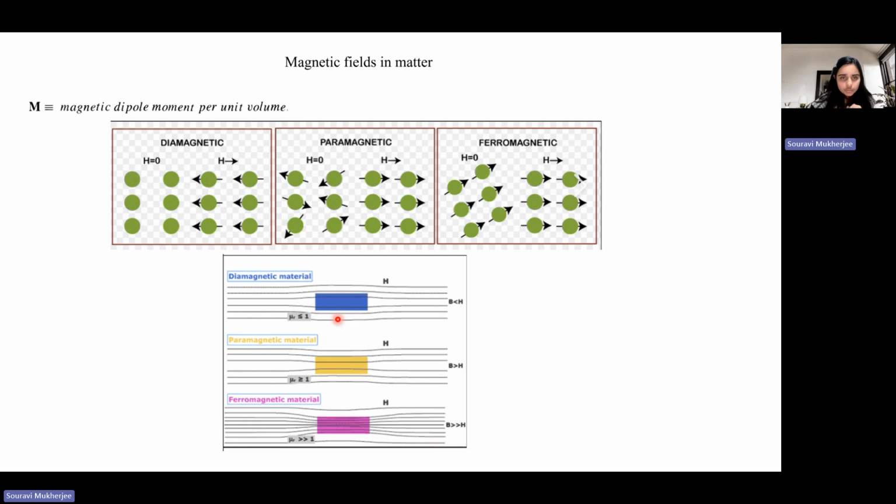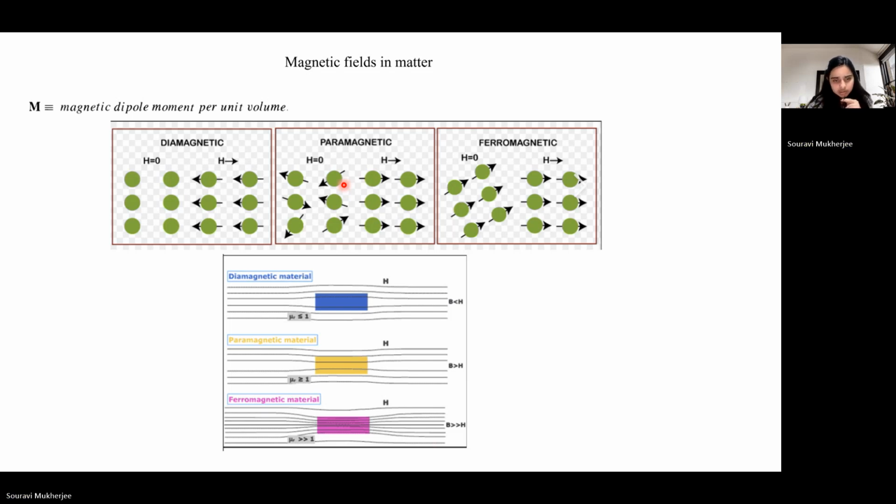While for a paramagnetic case, if there is no external magnetic field, then the moments are randomly oriented, and the net moment goes to zero. But once you apply an external magnetic field, the small loops inside your material align in the direction of the applied field. So in a paramagnetic material, in presence of an applied field, the field lines get concentrated into the material, so the strength of the magnetic field inside the material is more.